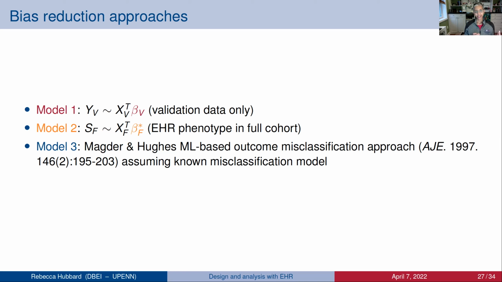We could leverage existing methods for outcome misclassification. So there's a very nice maximum likelihood-based outcome misclassification approach that was proposed a long time ago, which we could leverage to try to reduce bias in an estimate that incorporates information on the surrogate. The limitation of this approach being that we do need to specify a misclassification model. And the results I'm going to show in a moment, I'm assuming a misclassification model that is non-differential. So sensitivity and specificity don't vary according to X. You could actually use a more complex misclassification model, but you do need to specify it. So you need to be able to correctly specify the misclassification model.